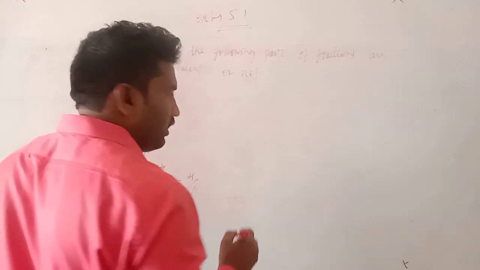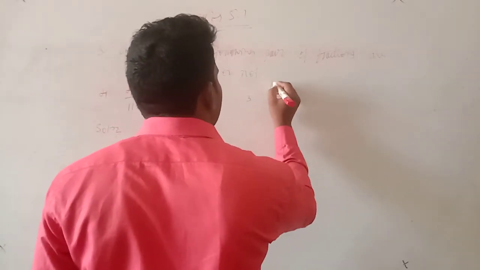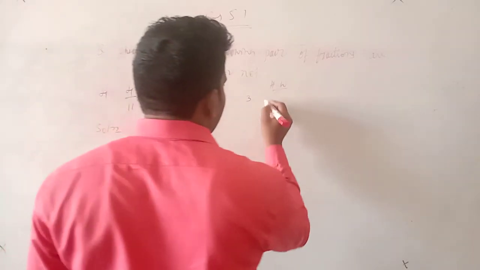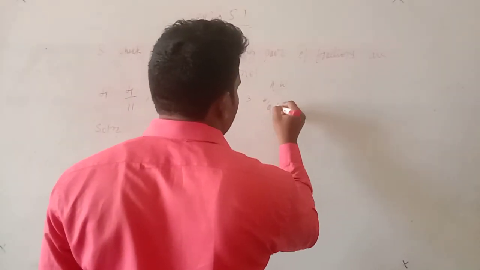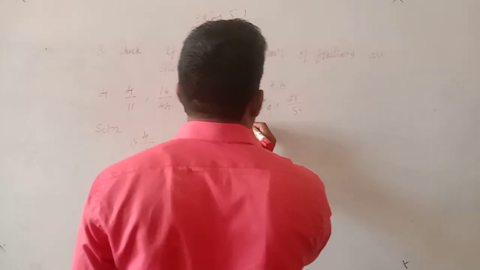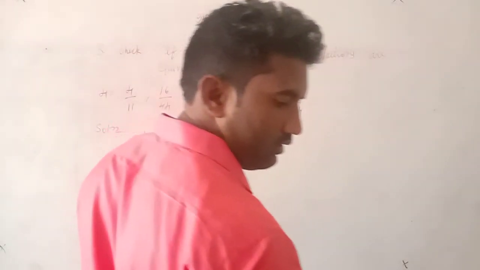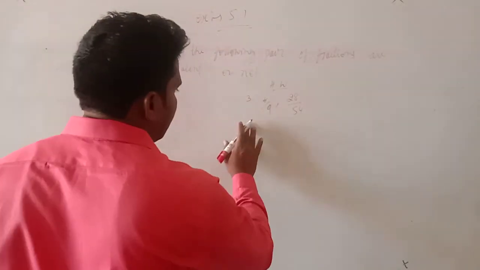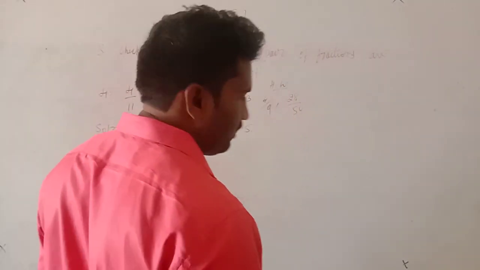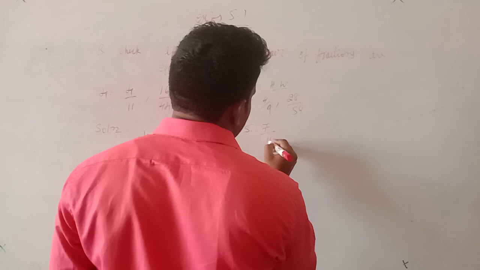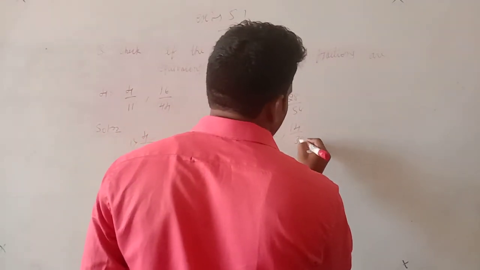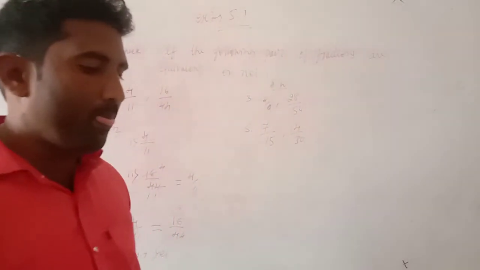Another two are there, the third one and the fifth one. These two are for homework. That is 4 by 9, 28 by 54, and the fifth one, 7 by 15 and 14 by 30.